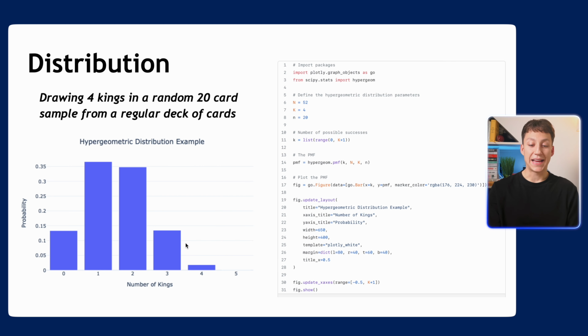And obviously in this case I've added 5, but the probability of getting 5 kings is 0 because there's only 4 kings in the deck. So from this we can see that indeed our function is working appropriately, and we can see what the distribution looks like for the PMF.